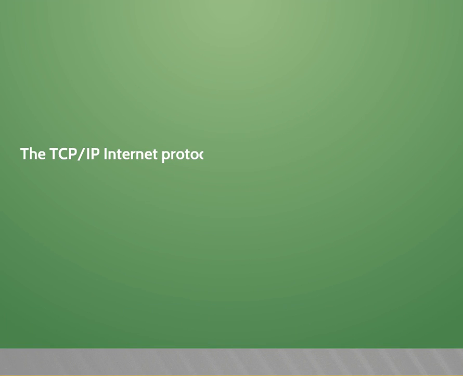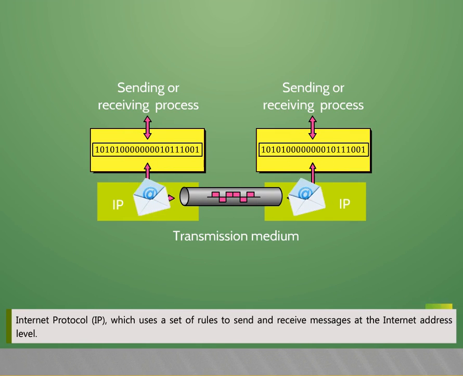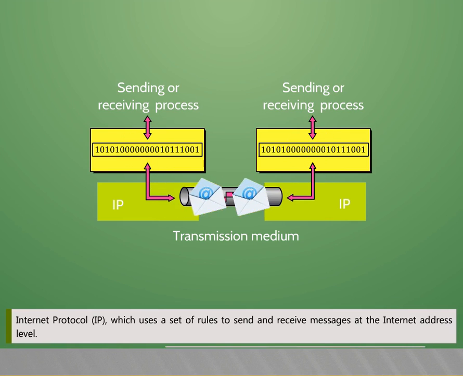The TCP/IP Internet protocols, a common example, consist of Transmission Control Protocol, that is TCP, which uses a set of rules to exchange messages with other internet points at the information packet level, and Internet Protocol, IP, which uses a set of rules to send and receive messages at the internet address level.